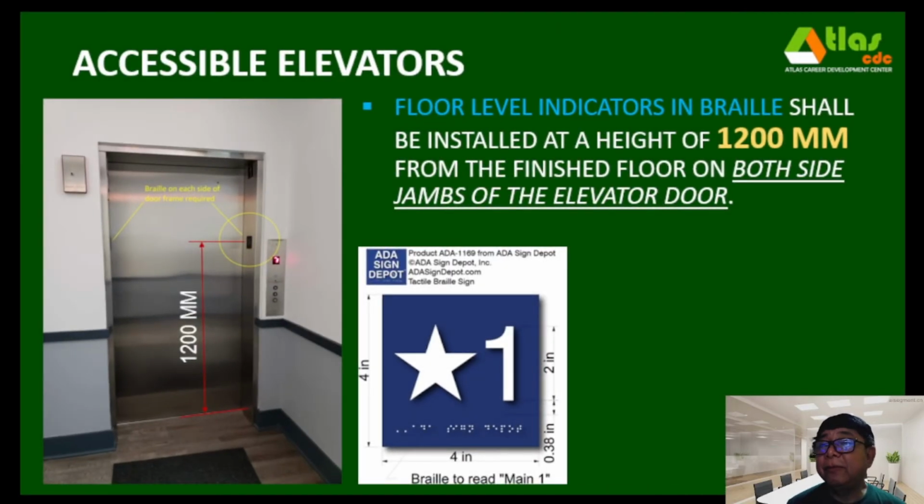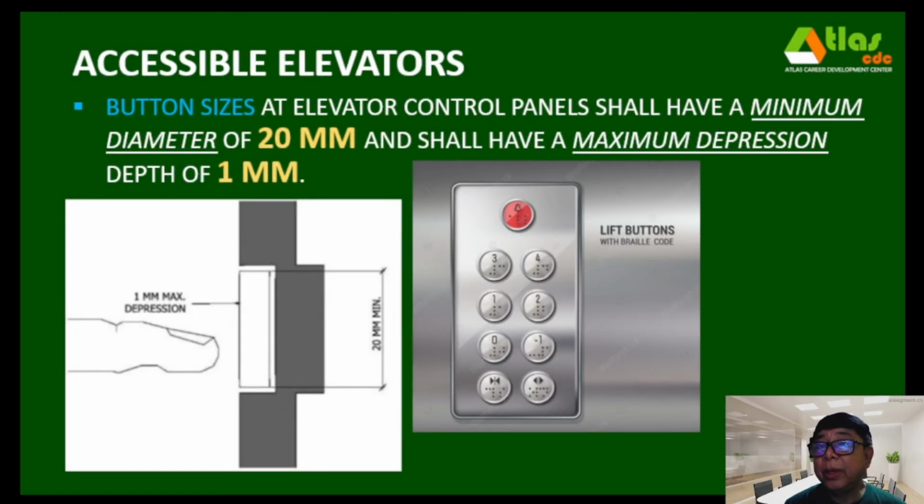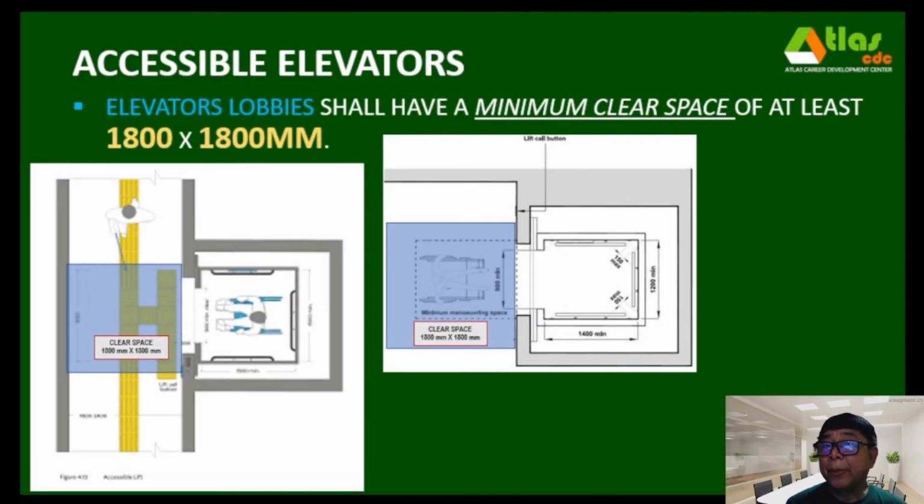A floor level indicator in Braille shall be installed at a height of 1.2 meters from the finished floor on both sides of the jambs of the elevator door. The button sizes at the elevator control panel shall have a minimum diameter of 20 mm and shall have a maximum depression of 1 mm, preferably with Braille code also. The elevator lobby shall have a minimum clear space of at least 1.8 by 1.8.